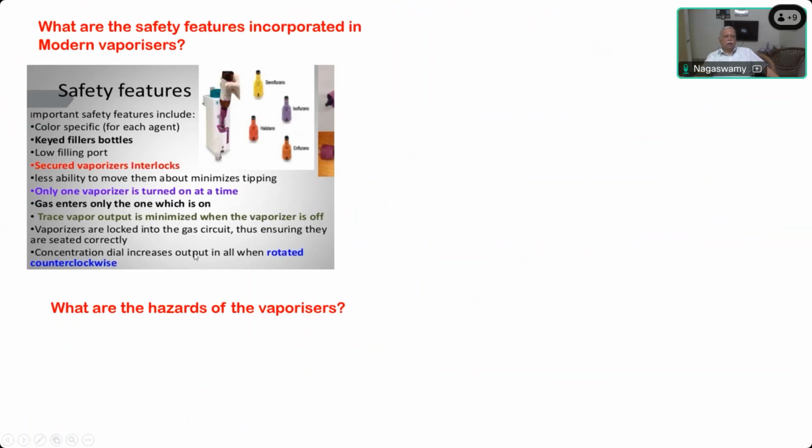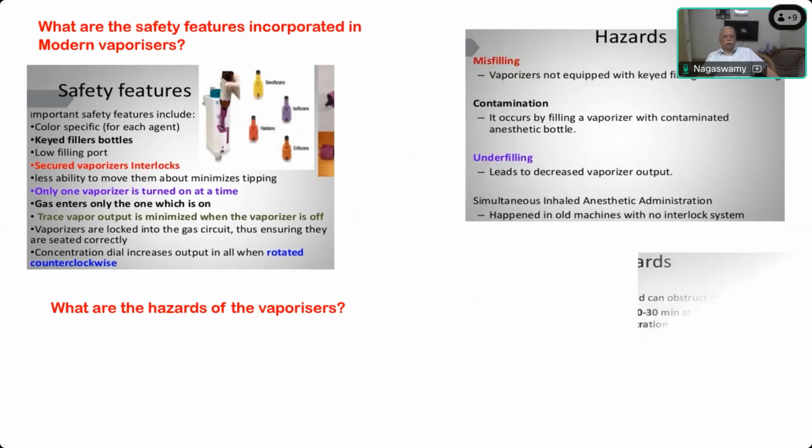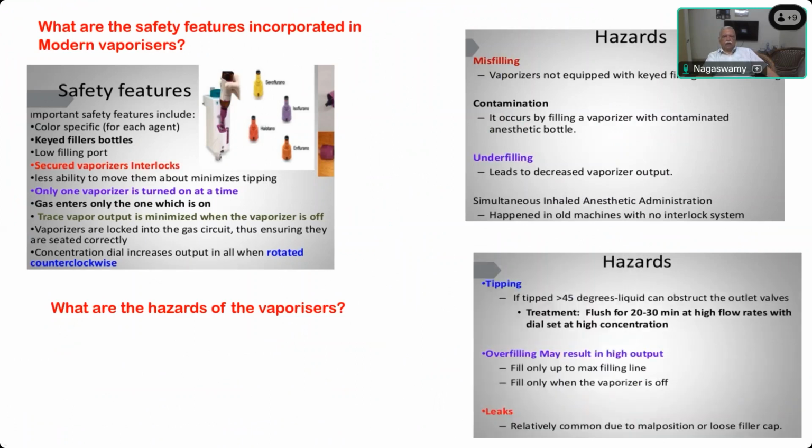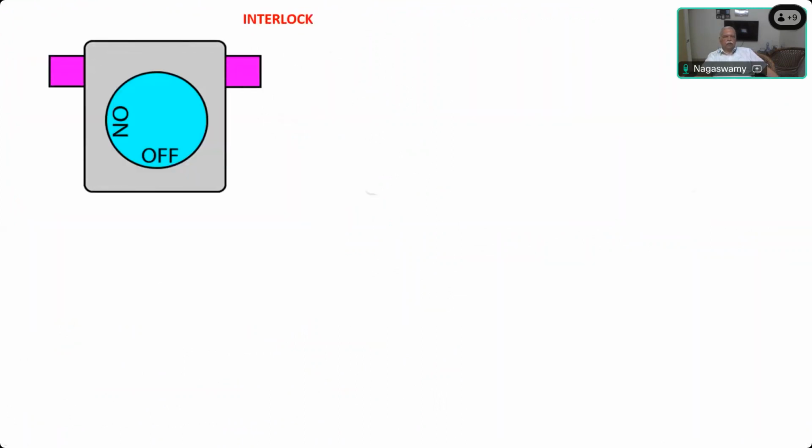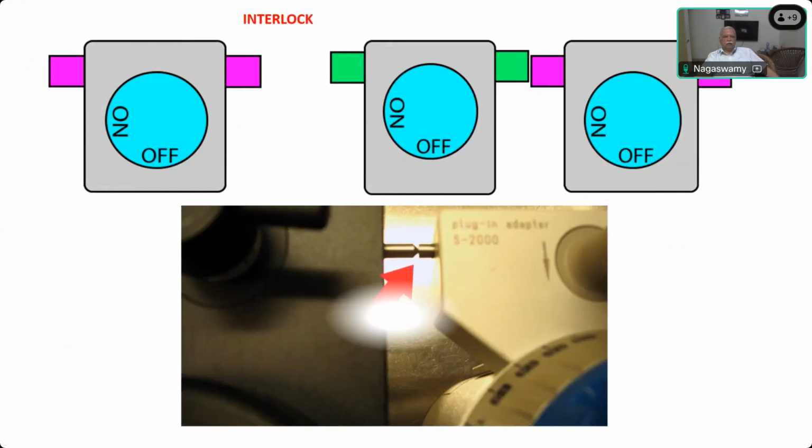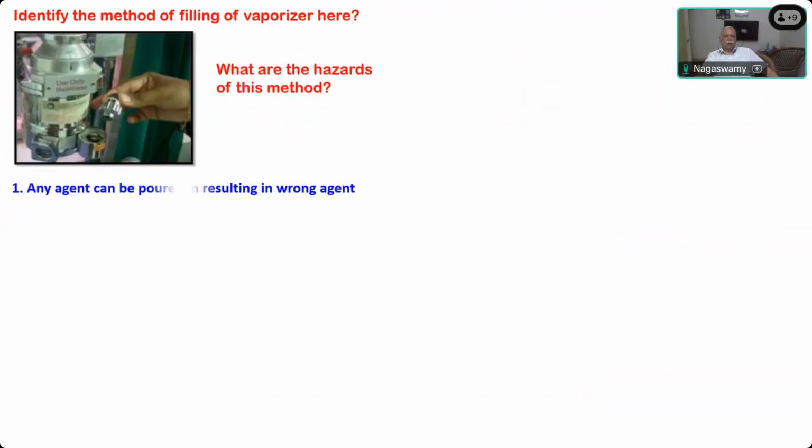Now it is made counterclockwise so that you don't do it in a rapid fashion, to increase the concentration. And the hazards are misfilling, contamination, underfilling, tipping, overfilling, and leaks. These are all the hazards which are still present. And the interlocking system, this is the mechanism.